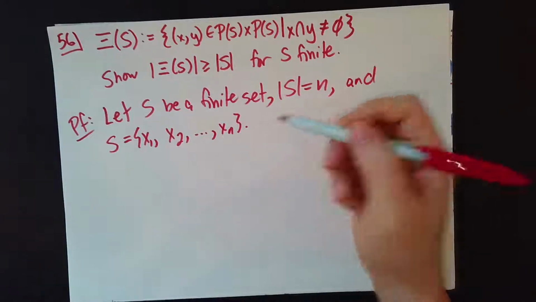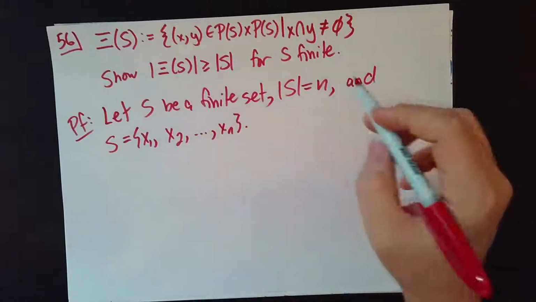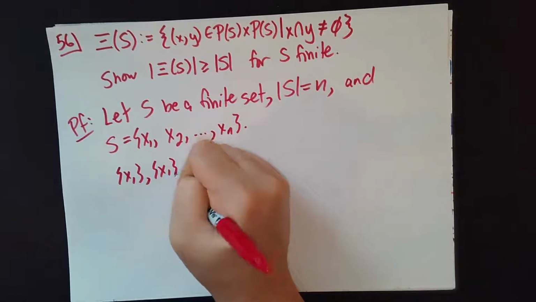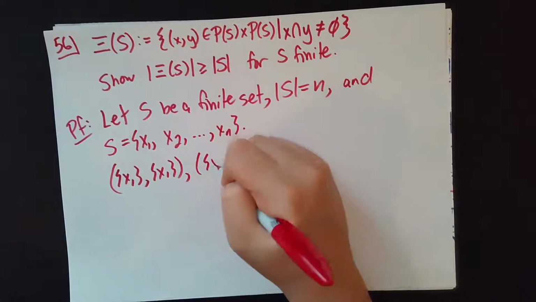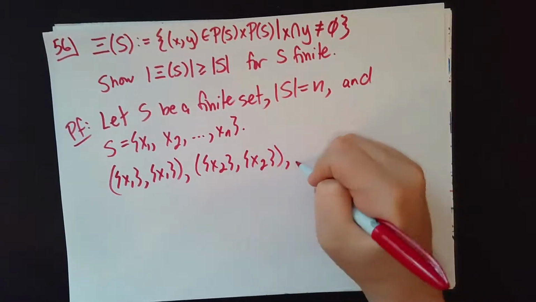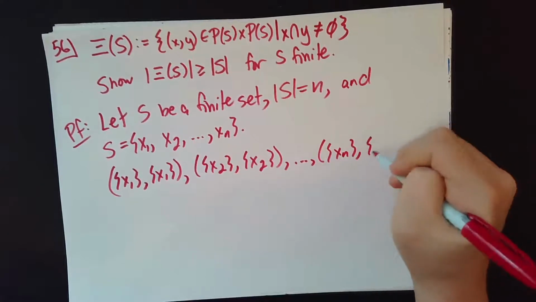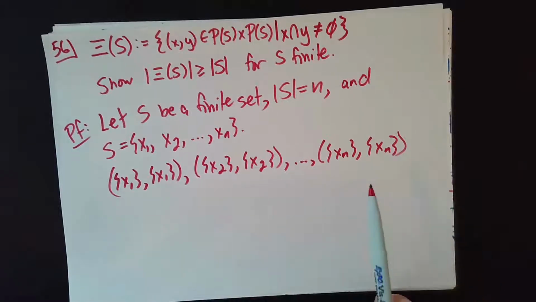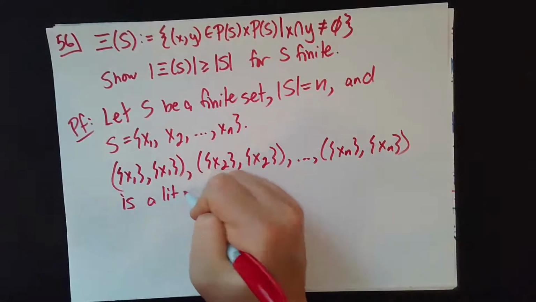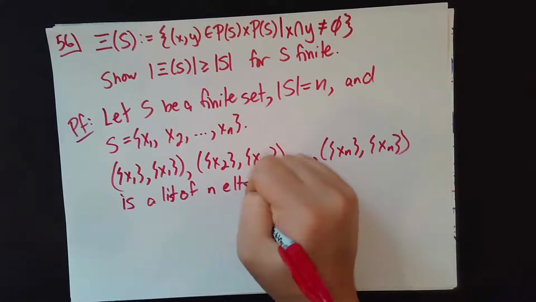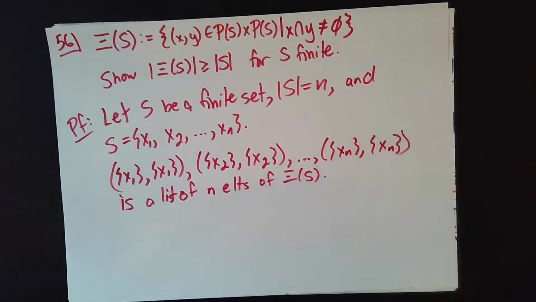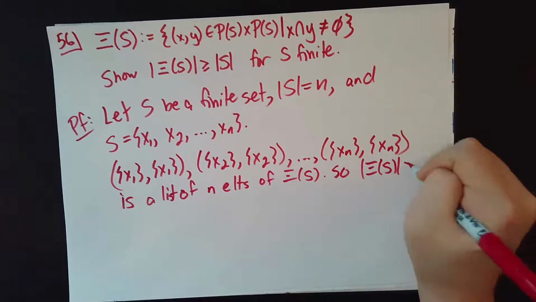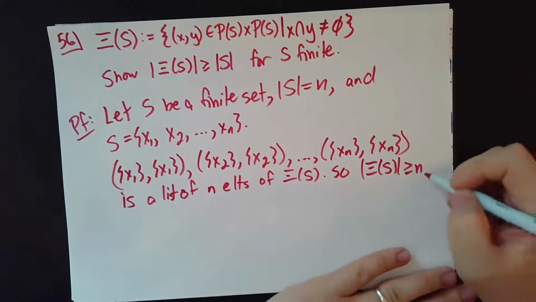I think the easiest way to do this, and there are a bunch to choose from, but I think the nicest way to do this is to take the list x1, x1, x2, x2, and so on, and this is then a list of n different elements of xi of S. So, in particular, the size of xi of S is at least as big as n. Okay, and that's what we were asked for.